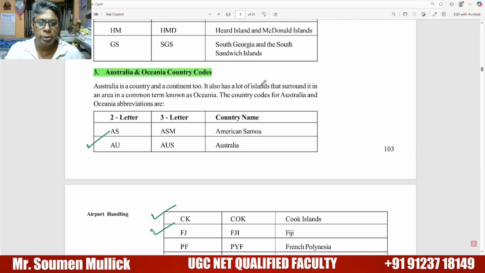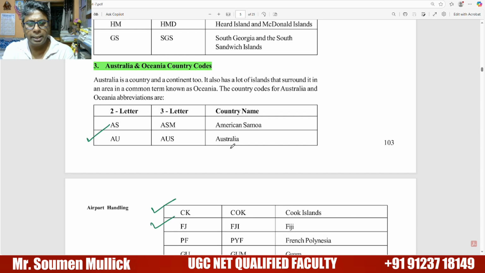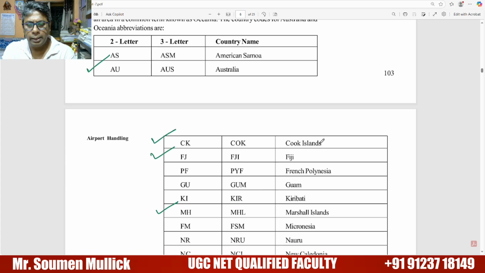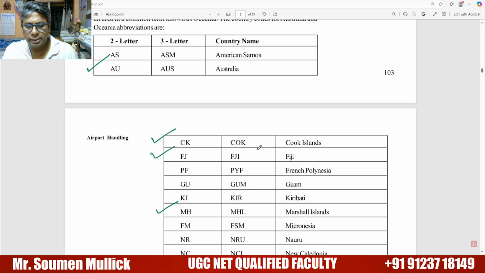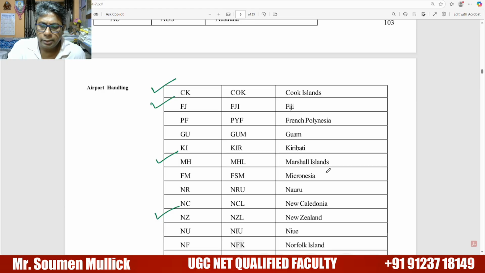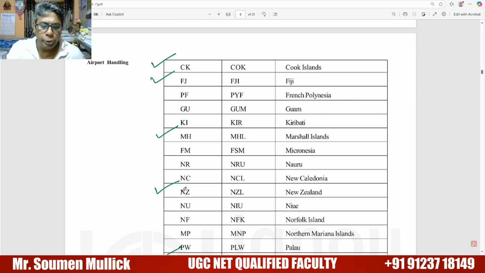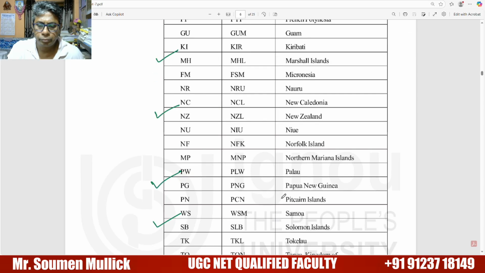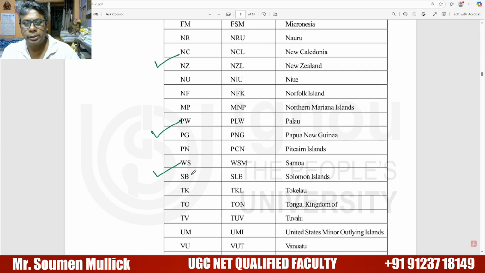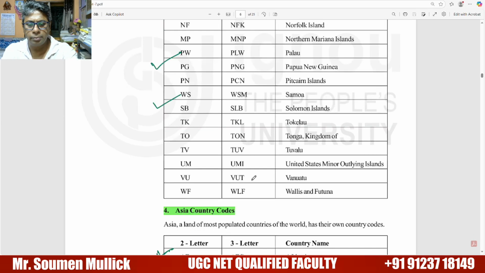Australia or Oceania country code: Australia AU, 3-letter code AUS. Cook Islands, 2-letter code CK, 3-letter code COK. Fiji FJ is a 3-letter code. Next important, New Zealand NZ is the 2-letter code, NZL is the 3-letter code. Next, Solomon Islands, 2-letter code SB and 3-letter code SLB.